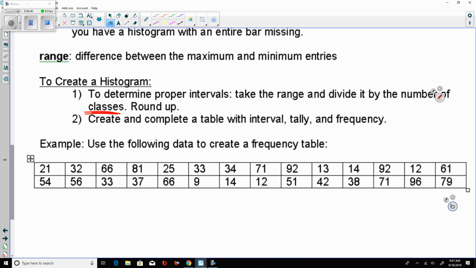So what we're going to do is create and complete a table with interval, tally, and frequency. That's how you start your histogram. You have to have your interval or your class, your tally, and your frequency from the data given. Now this is where we're going to need another piece of paper.